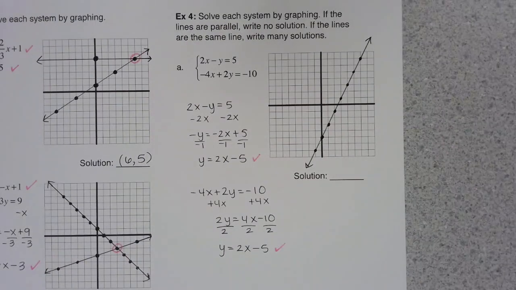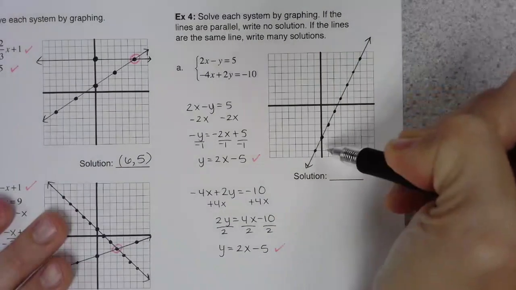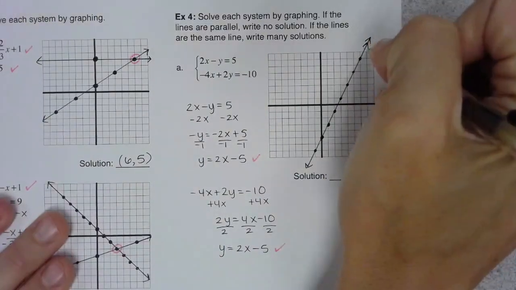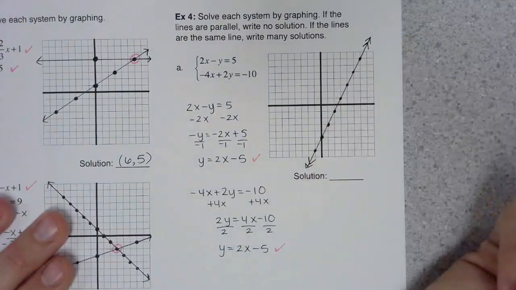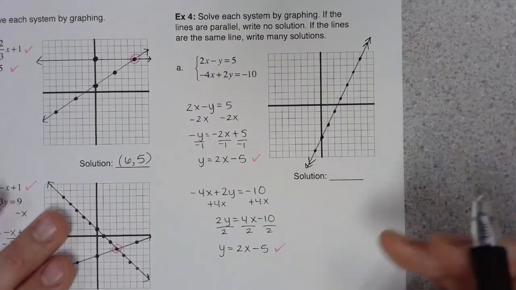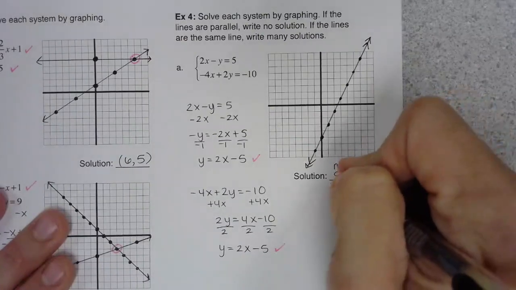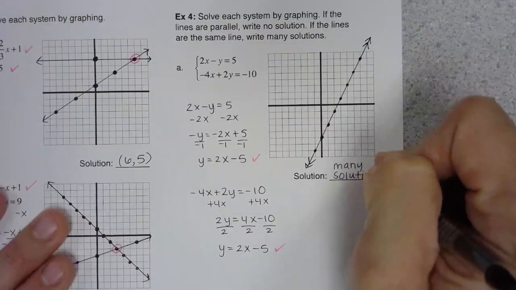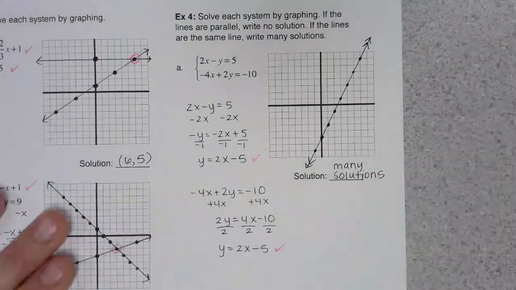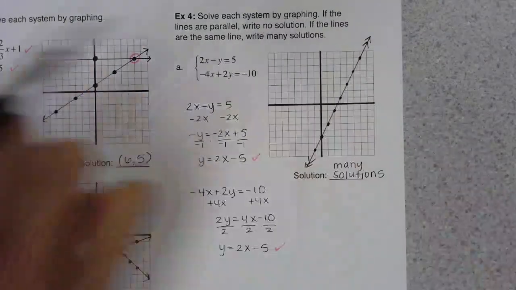What's different about this graph is that the second line is the same. They're both exactly the same. So when you graph the second line, the points would be in exactly the same spot. You can put the double arrows on either side to show that there's two lines here. And the solution to this graph, so when the lines overlap everywhere, we say that the solution is many solutions, because every point is a solution to this one because the two lines cross everywhere. That's always going to be the answer when the two equations are exactly the same.